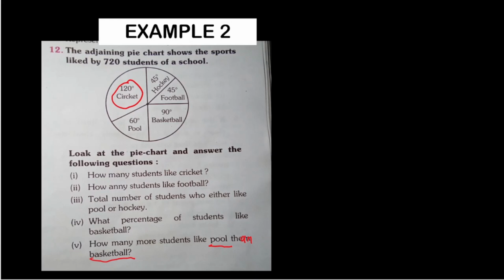So we need to calculate that of pool now. And we have calculated that of pool to be 120. So pool is 120. 120 students like pool. We have done that already, so there's no need for us to do that again. Then basketball. We did not look at that of basketball. We only found the percentage of students that like basketball. So in this case, we need to find the number of students that like basketball. I hope I'm making sense.